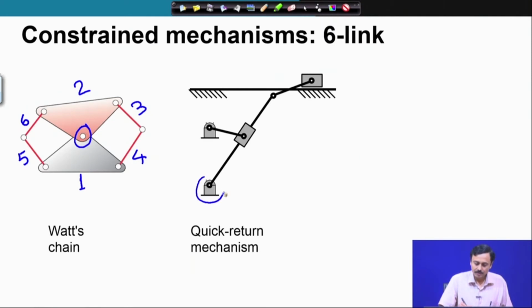This is the ground hinge, and again there is a ground. The slider makes a prismatic pair contact with the ground. So, there is a prismatic pair between the ground and the slider. So, ground is a ternary link. Which is the other ternary link?